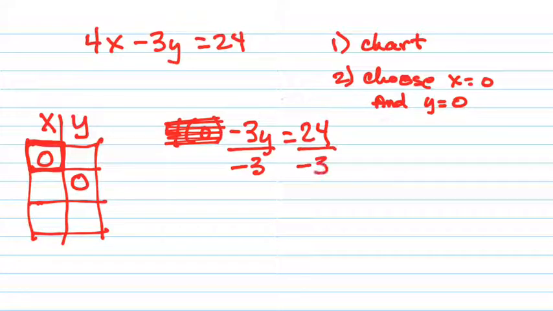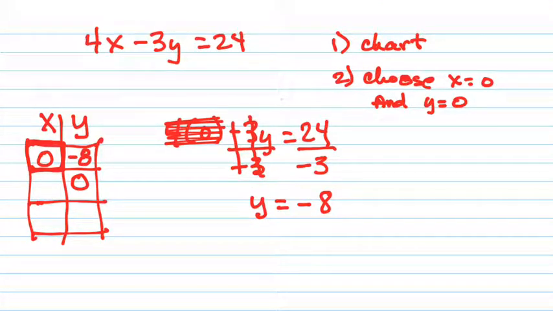Yeah. So the opposite of multiply by negative 3 is to divide by negative 3. Say the whole thing, and that way your mind will grasp it a little better. The negatives will divide away. The 3s will divide away. What does that leave me with on this side? Y. On the other side, positive divided by negative is a negative, and 24 divided by 3 is 8. So if x is 0, what did that make my y value become? Negative 8.